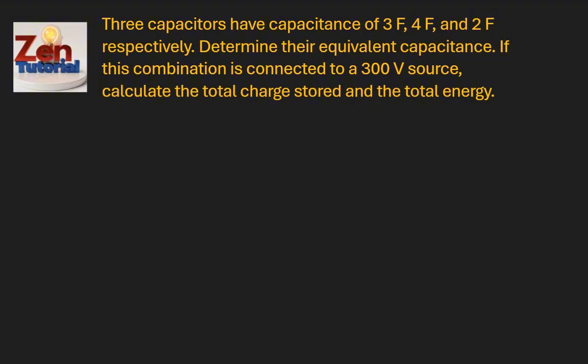In this problem, there are 3 capacitors. Capacitor number 1, which is C1, has a value of 3 farad, another one is 4, another one is 2. Determine their equivalent capacitance if the combination is connected to a 300 volt source.